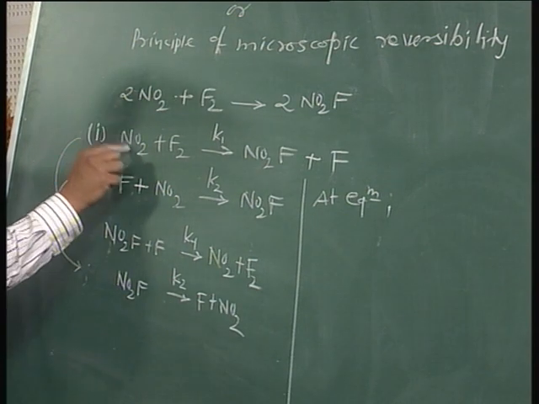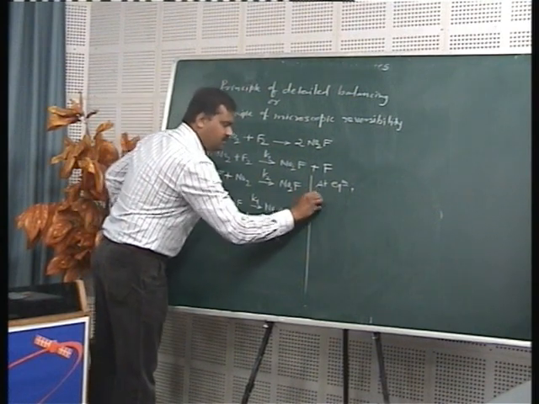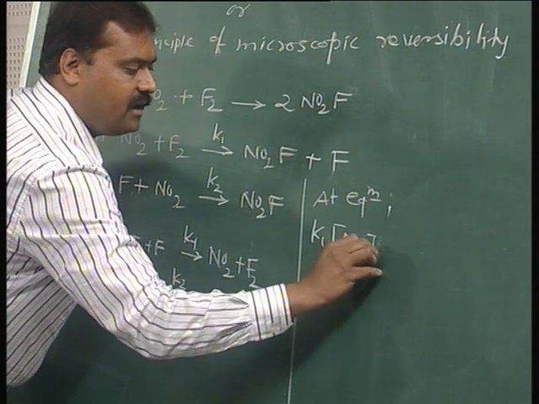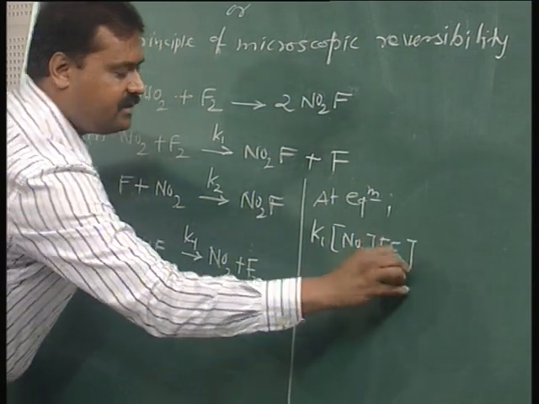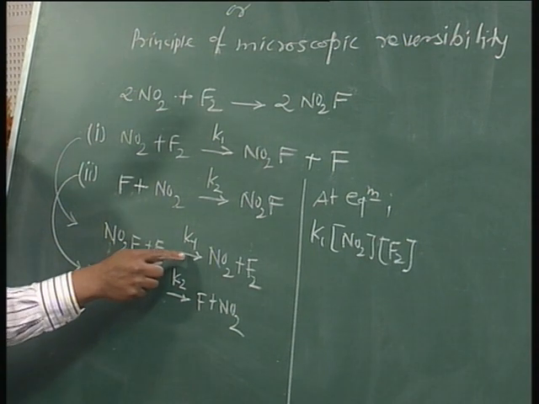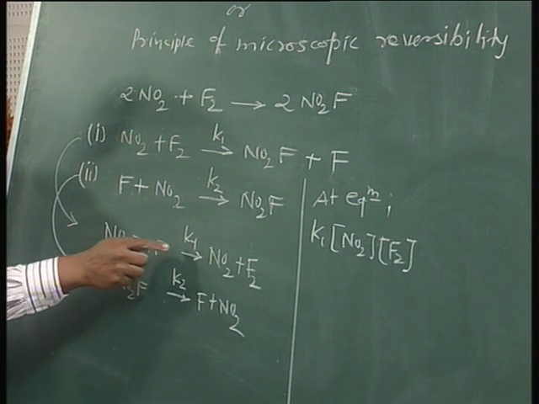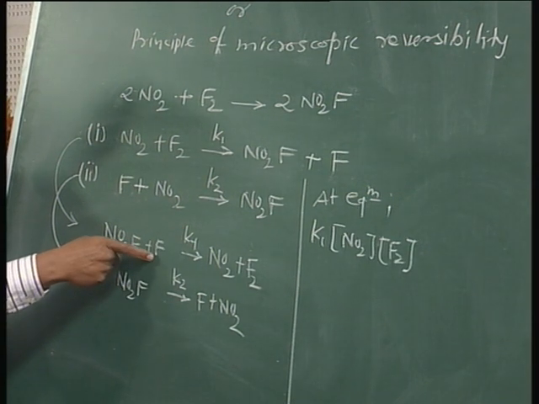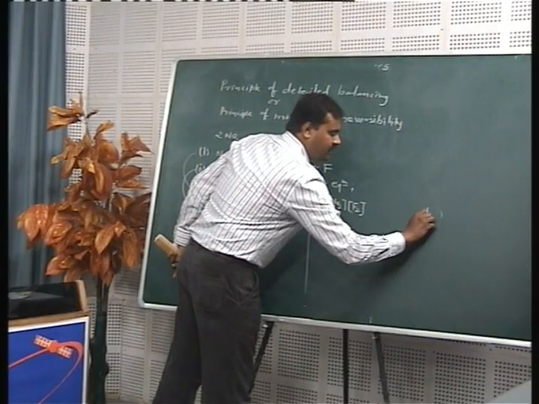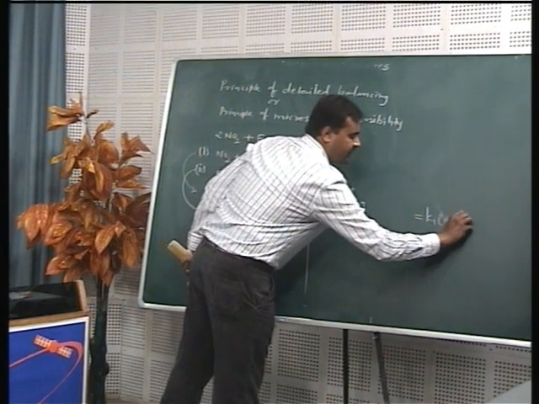So the rate of the first reaction, that is R, is equal to K1 into the concentration of the reactants, that is NO2 and F2. It is balanced by its reverse reaction. Therefore, the rate of this reaction, the reverse of the first step, is K minus 1 into the concentration of NO2F and F. Therefore, it is equal to K minus 1 NO2F into F.